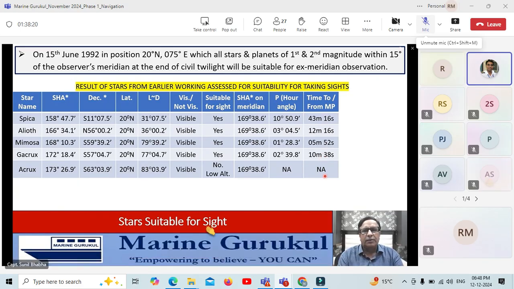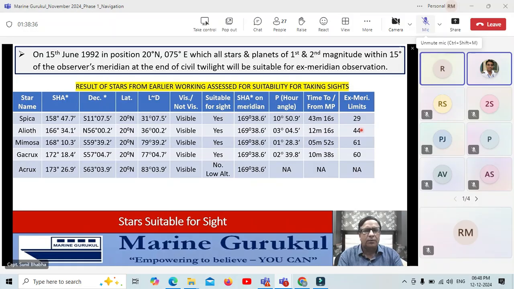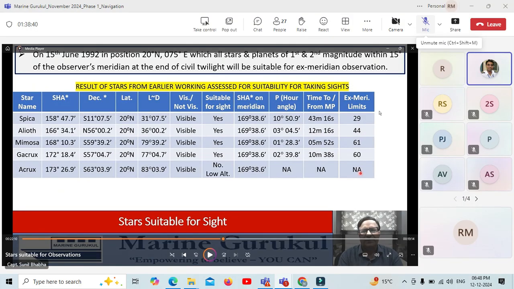Now we use nautical tables and get the X meridian limits using the nautical tables. We have used the Norie's tables to get the X meridian limits. So these X meridian limits are as per the Norie's table: 29 minutes for Spica, 44 minutes for Elliot, and the others as listed. Okay, beta. Now these limits are picked up from the X meridian tables. If you want, you can go to the tables and check these values.